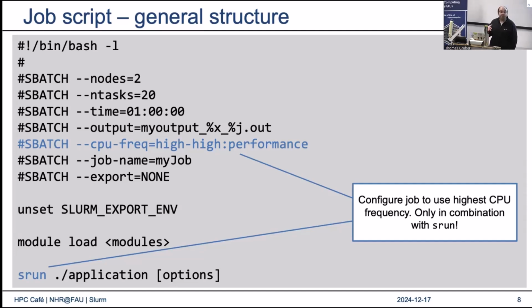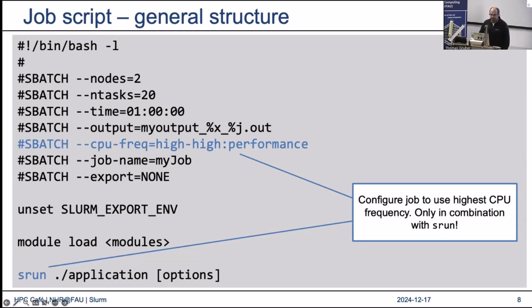So if you want to have the highest performance, add this line, CPU frequency equals high colon performance, which means give me the high performance, a high frequency. You have the choice to choose between the high frequency and the low frequency, so only the high frequency, and use the performance governor instead of power save.